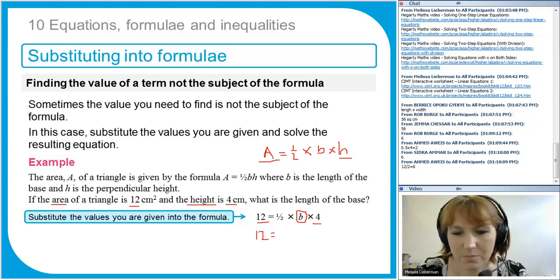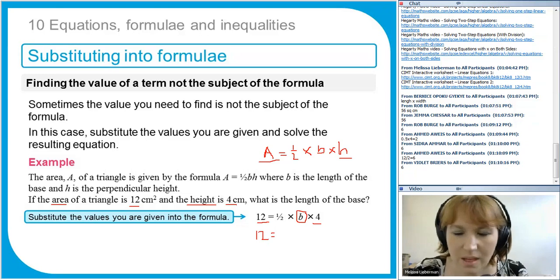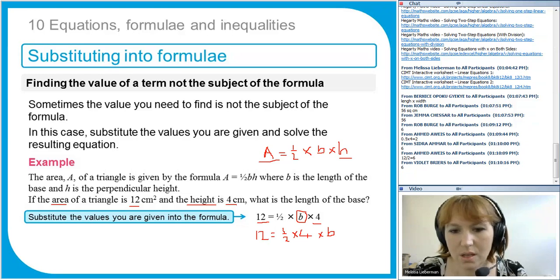Now here I've got half times b times 4. Remember, when you're multiplying things, it doesn't matter what order you multiply them in. If I had 3 times 2, that would be the same as 2 times 3. So if you think of it this way, half times 4 times b, then it might be a bit easier to work out. Half of 4 is 2. So I've actually got 12 equals 2b.